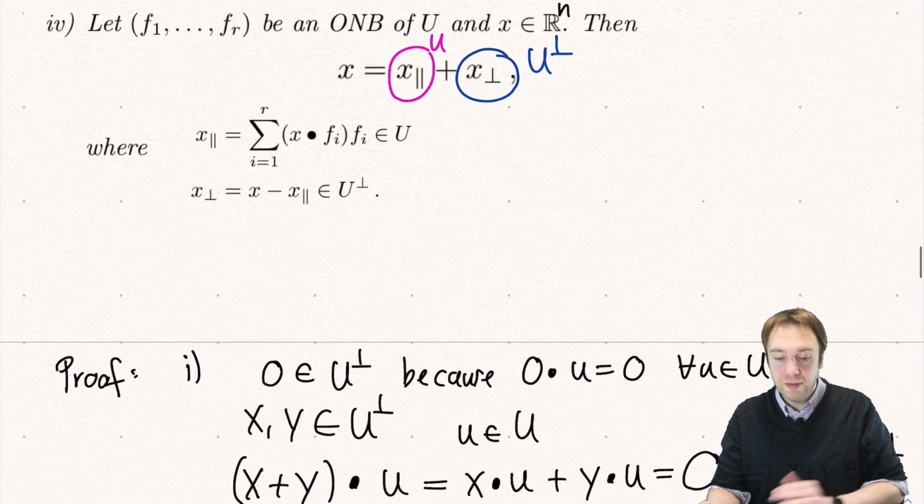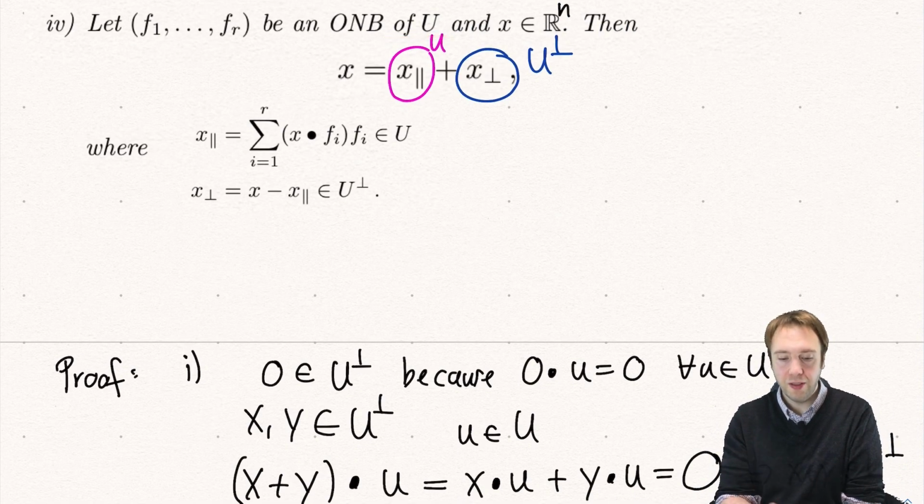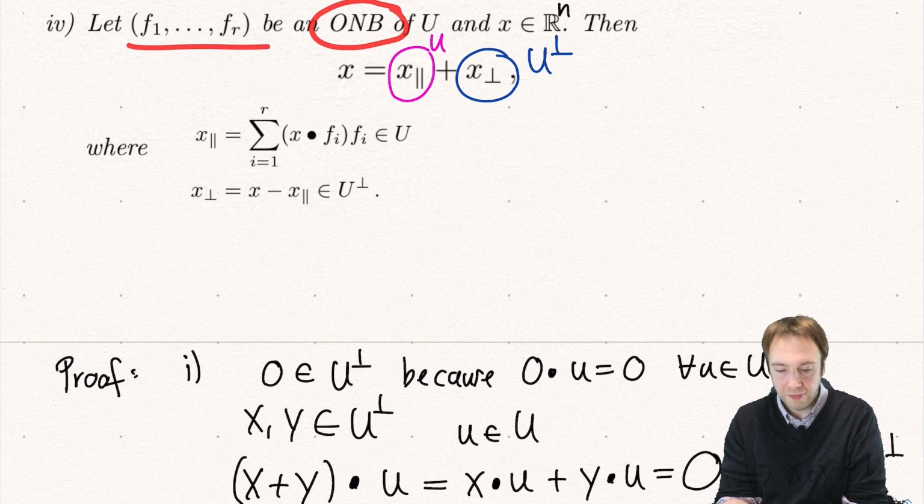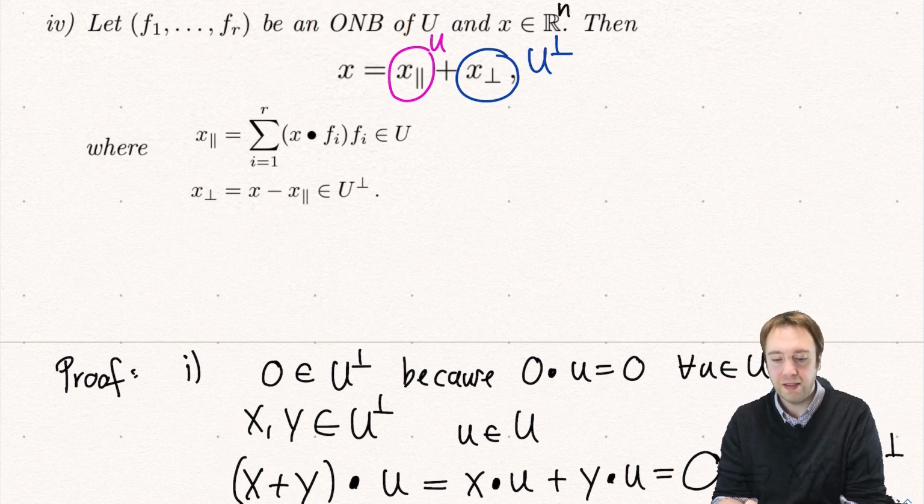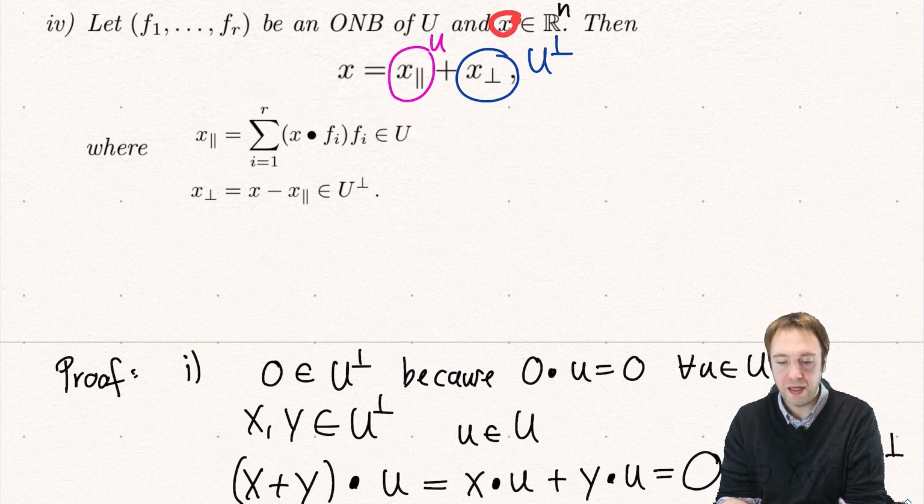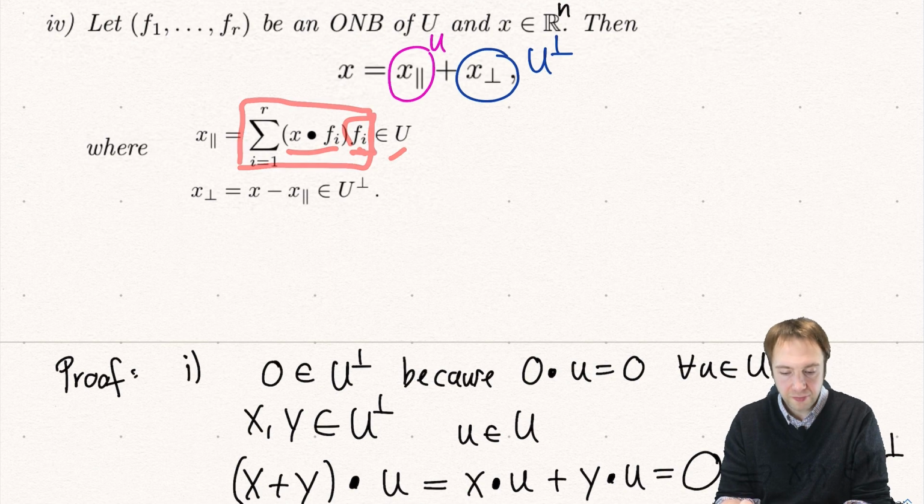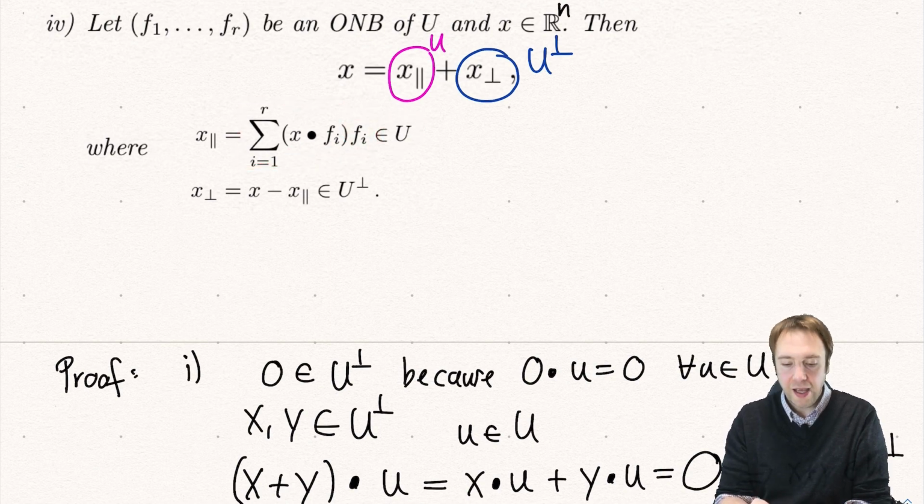So again, if I have a subspace U and I have an orthonormal basis, then I can create an element in U by this sum here. So I take this arbitrary element x and take the dot product with these basis elements. This gives a number for each basis element, and this number I multiply with the basis element. This gives a linear combination of basis elements, therefore an element in U. And then if I subtract this element from x, then this will be something orthogonal.